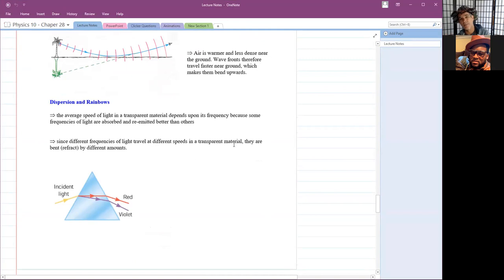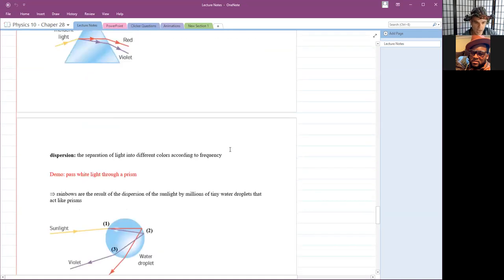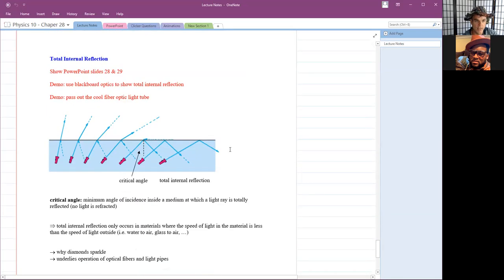And then we're going to talk about dispersion in rainbows. Very cool little concept. Nobody has ever seen the same rainbow that you have. Every time we see a rainbow, it's just for you. No two people have ever seen the same rainbow ever. Kind of a cool concept. And then the last thing we're going to talk about is just something called total internal reflection.